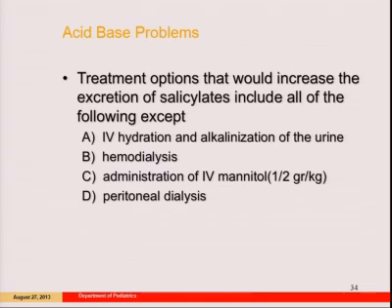Treatment options that would increase the excretion of salicylates include all of the following except IV hydration and alkalinization of the urine, hemodialysis, administration of mannitol at 1.5 gram per kilo, or peritoneal dialysis. Which one does not increase salicylate excretion?